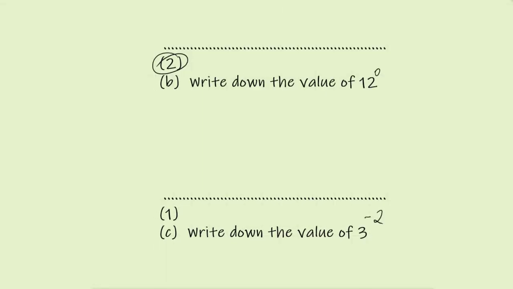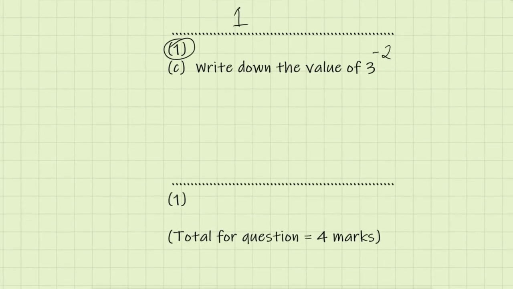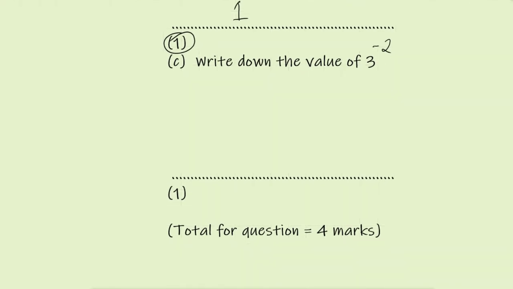Next, write down the value of 12 to the power of 0. Now we know anything to the power of 0 is 1. Pretty straightforward, 1 easy mark. Write down the value of 3 to the power of minus 2. We have a negative power, so we can flip it over. So 3 to the power of minus 2 can be written as 1 over 3 squared. And 3 squared is 9, so that gives us 1 over 9. Our final answer is 1 over 9, and this is worth 1 mark.